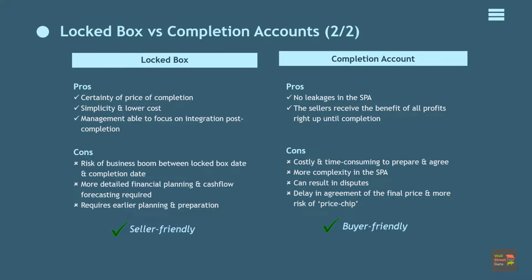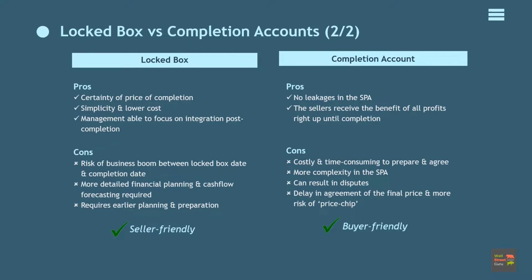However, the downside to this method is that it is costly and time-consuming to prepare and agree on the calculations. There is also added complexity in the SPA due to the need to include a time frame within which the buyer has to provide the final closing balance sheet. This method can result in disputes and delay in agreement of the final price and more risk of price chip.